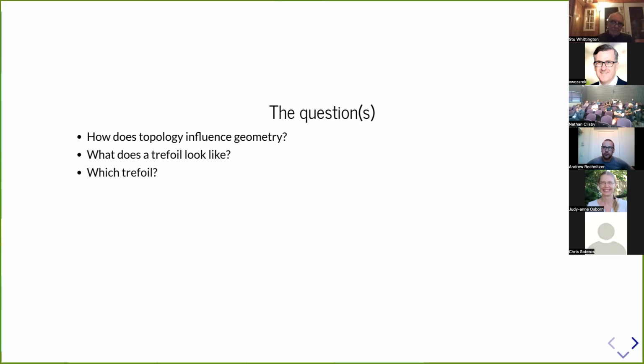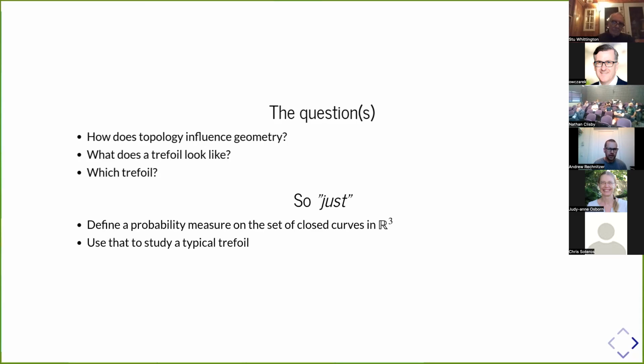And if you think about this for a little bit, you realize that you need to answer the question, well, which trefoil? There are lots of different ways of looking at this problem, and you need to put some sort of probability, some sort of distribution on your set of closed curves. So you need to define a probability measure on the set of closed curves in R3. When you've done that, you can use that measure to study what a typical trefoil looks like under this measure that you've chosen. And so two measures, one of which I've played with for a very long time and one that I'm getting to know.